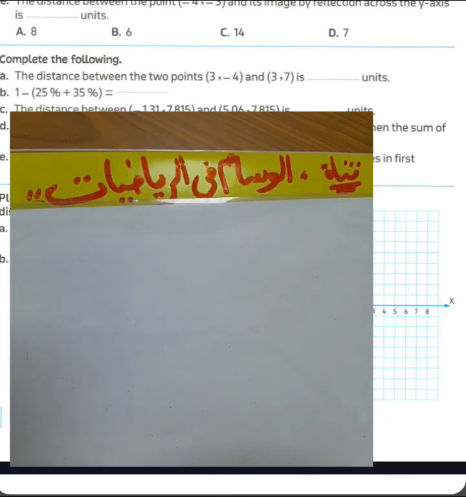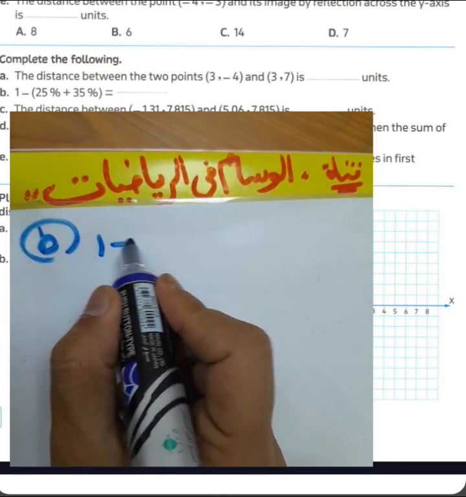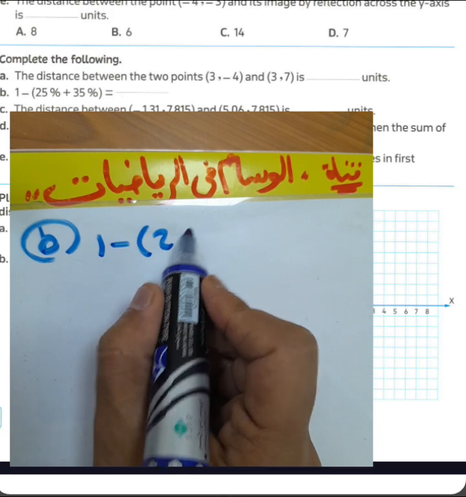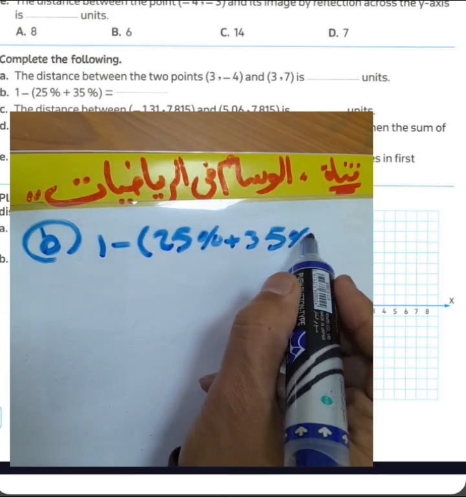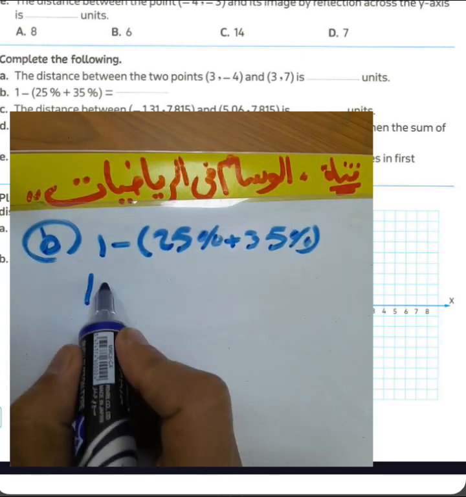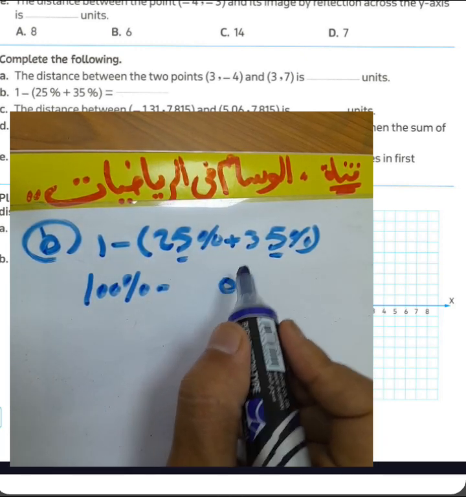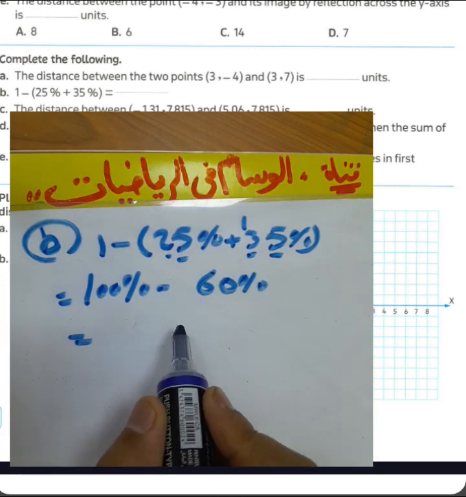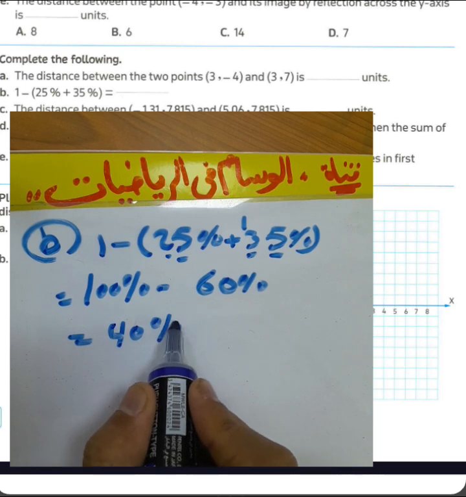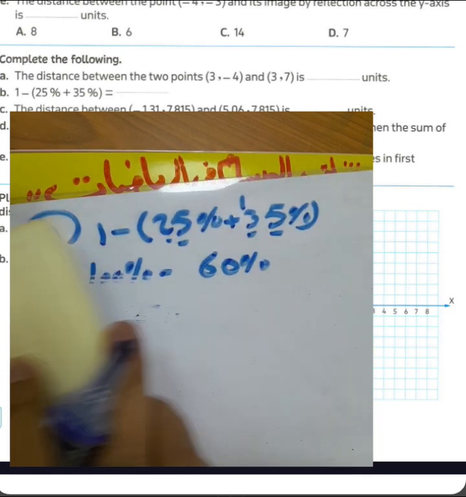Next question, letter P. We have 1 subtract 25% plus 35%. 1 equal 100%. Subtract the sum of them. 5 plus 5 equal 10. 0 and carry 1. 4 plus 2 equal 6. 100% subtract 60% equal 40%. Then the result will be 40%.